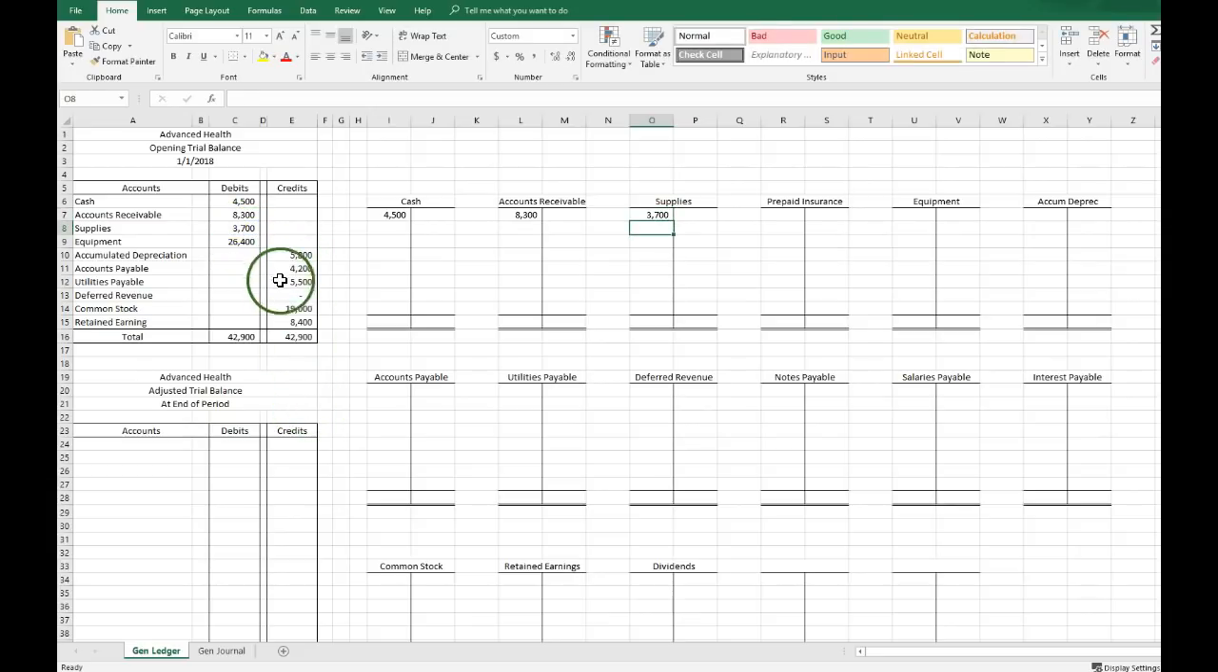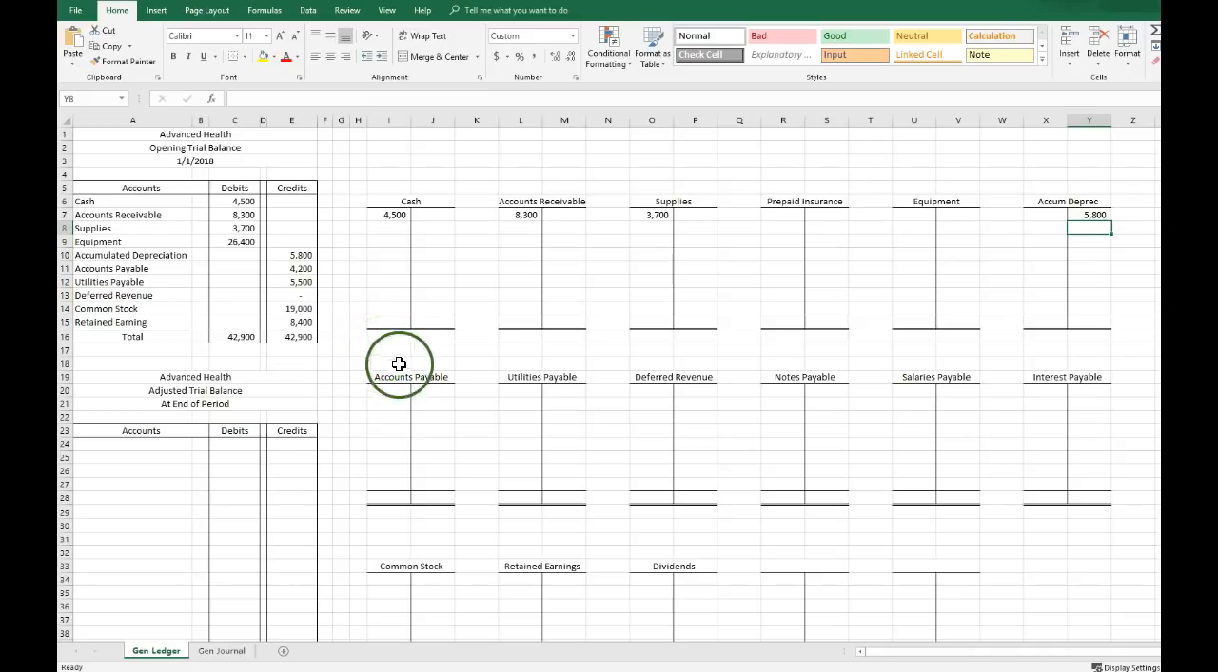And I'll just show you like a credit, accumulated depreciation. Make sure if it has a credit balance here that you come to this side, the credit side, and hit equal, click on the dollar amount, and then hit enter. So do that for all the accounts. I'll let you do the rest of it. I'm not going to show you how to work the entire thing here.